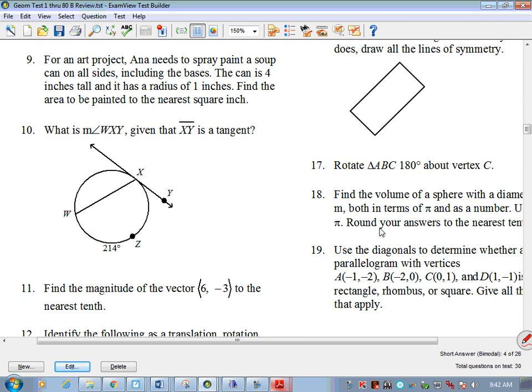Surface area is all sides. Lateral area is all sides except the bases, right? If it's a prism, it'll have 2 bases. If it's a cone or a pyramid, it'll only have 1 base, right? All right, so we want the area of all sides. So we want the lateral area plus the 2 bases because it's a soup can. It has 2 parallel sides. It's, for lack of a better way of defining it, a circular prism. Does anybody remember the surface area formula for a cylinder, right? Because that's what a soup can is.